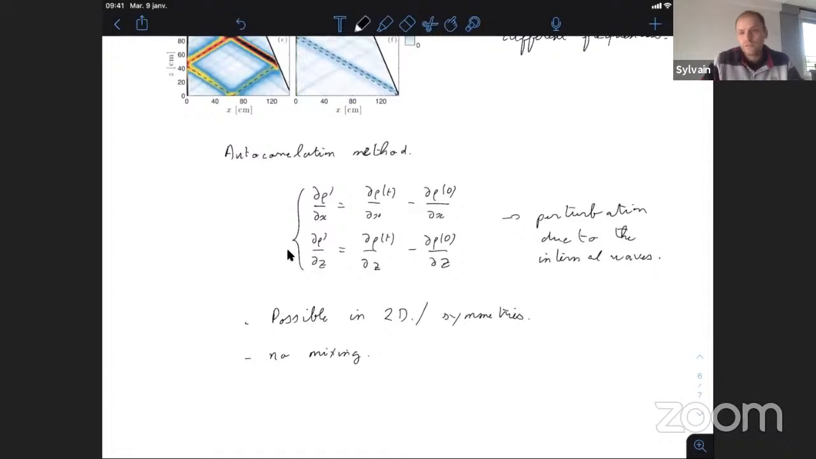So you don't need to do it for too long time. And this is why you do this method. No waves at t equals 0, and at t, waves. That's why you do this difference.